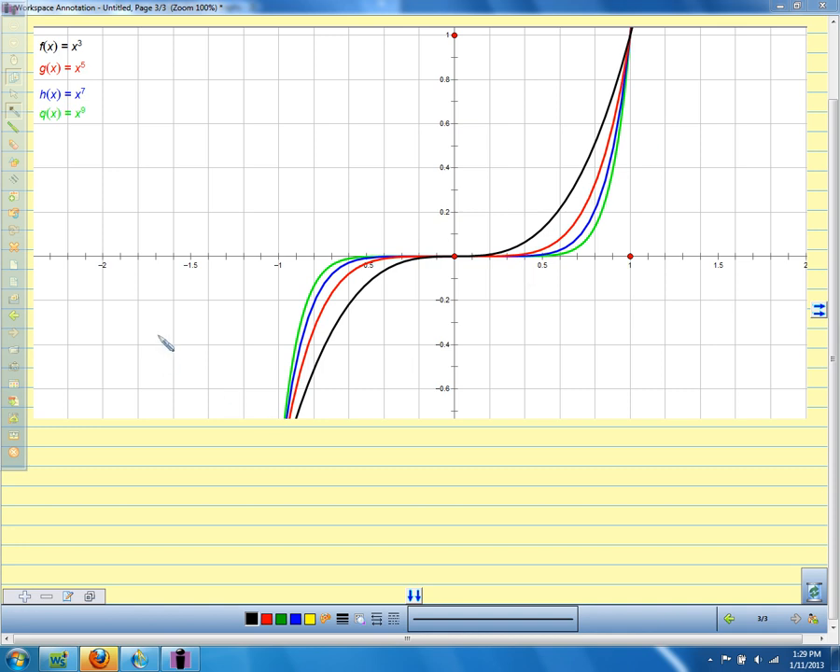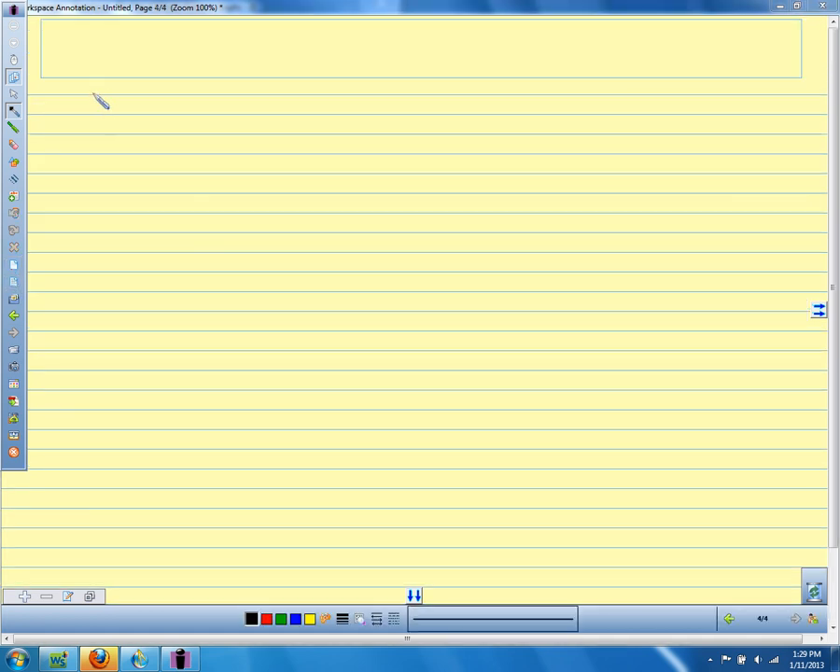So I just wanted to show you our basic power functions. The even ones look like x squared. The odd ones look a lot like x to the third. They flatten out as n gets bigger. So our power functions transform just like any of our other graphs.